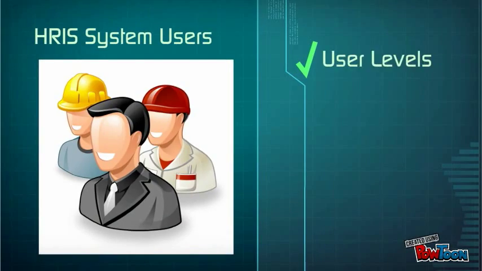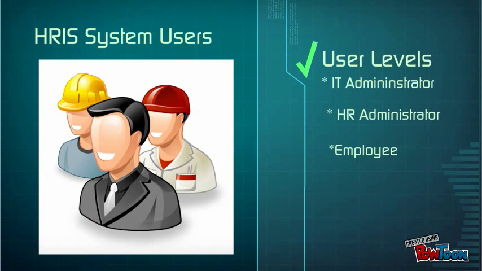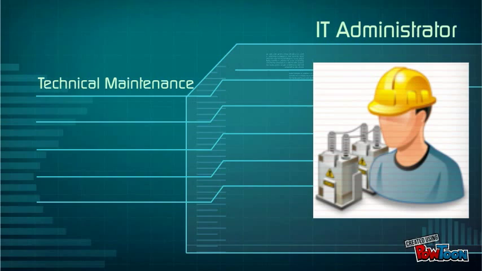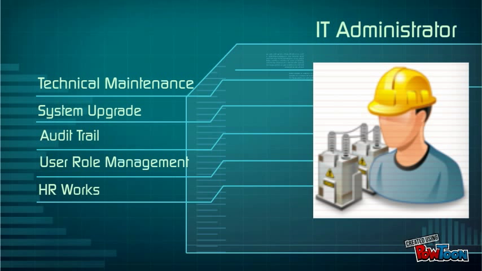The system has 3 user levels that can access the system: the IT administrator, the HR administrator, and the employees. IT administrator is a default type that cannot be recreated within the system. It can create, delete or even edit information of employees. User type management is only enabled in the IT administrator account.